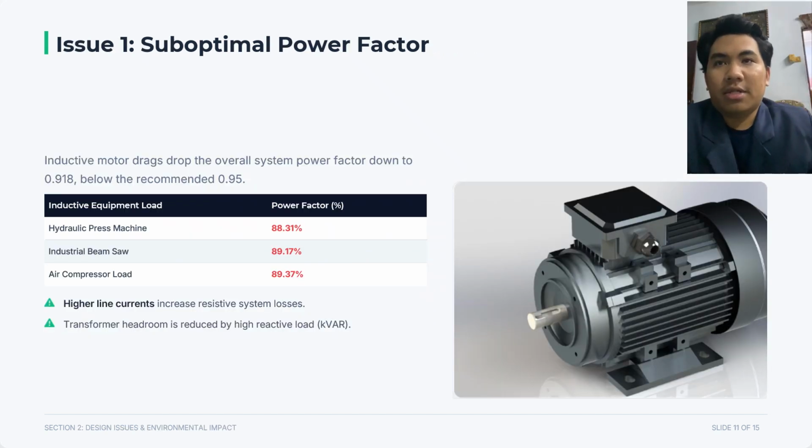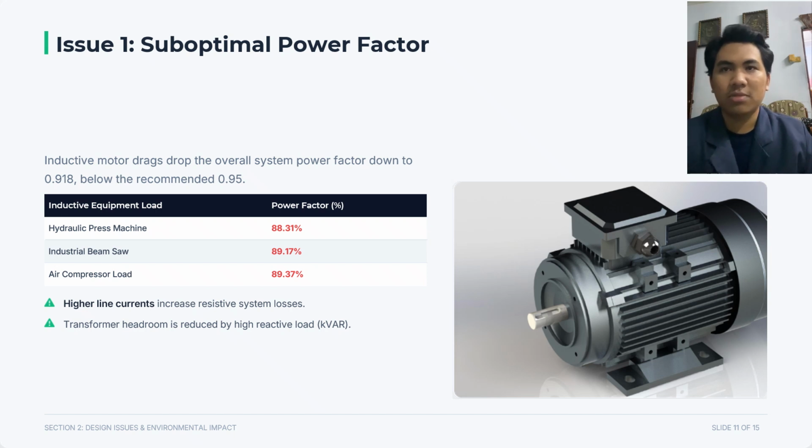Now, let us move to the assessments. From our analysis, we identify 4 main issues. The first issue is low power factor. The overall power factor is 0.918, which is below the recommended 0.95. Several large motors operate below 90% power factor. For example, the hydraulic press machine is at 88.31%.